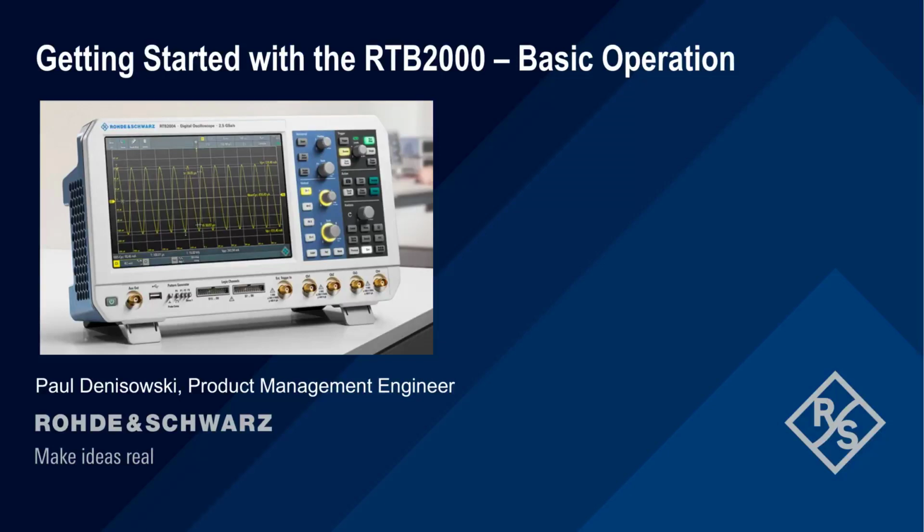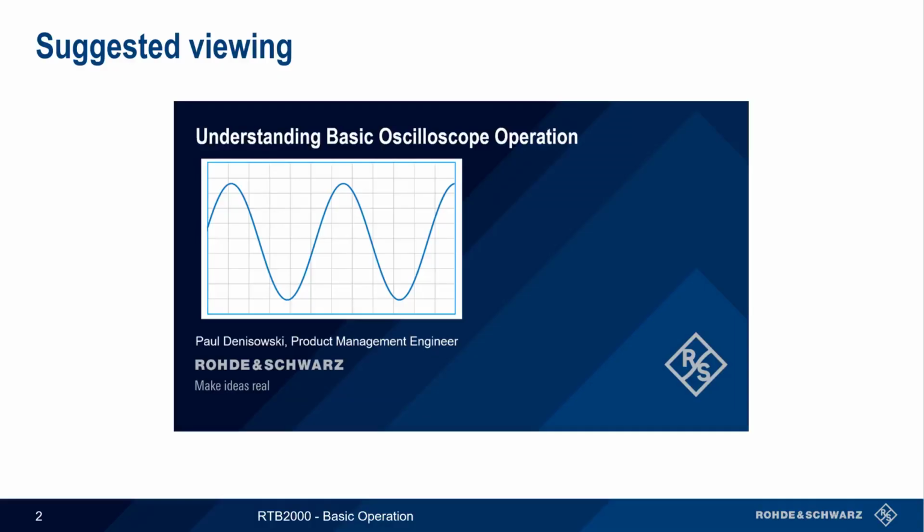In this presentation, we'll explain the basic settings used when making measurements with the Rohde and Schwarz RTB2000 series oscilloscope. This presentation assumes a basic understanding of oscilloscopes and how to operate them. If you don't have any experience with oscilloscopes, or if you'd like a brief refresher, you might want to watch the presentation Understanding Basic Oscilloscope Operation before beginning this presentation.